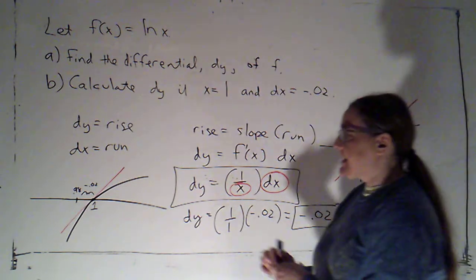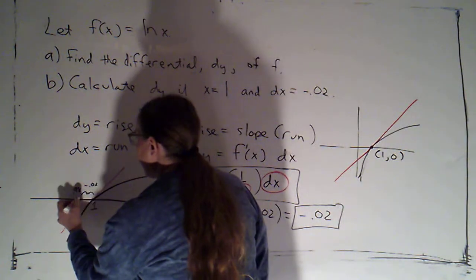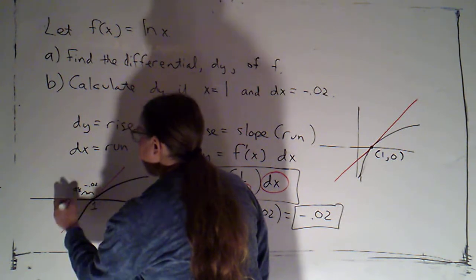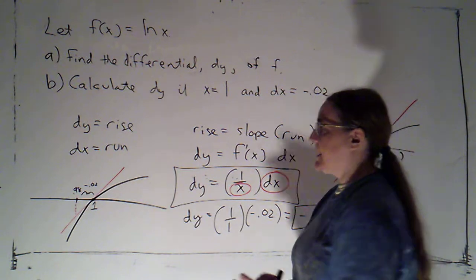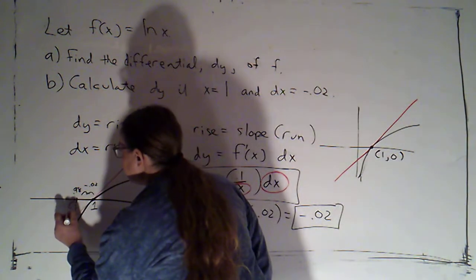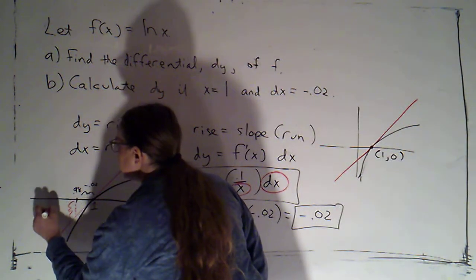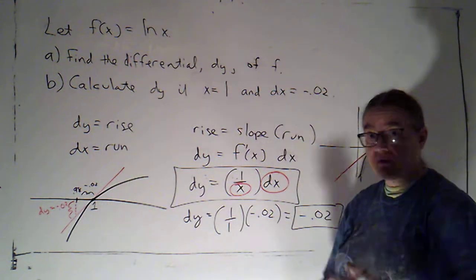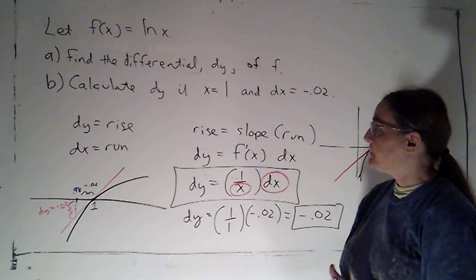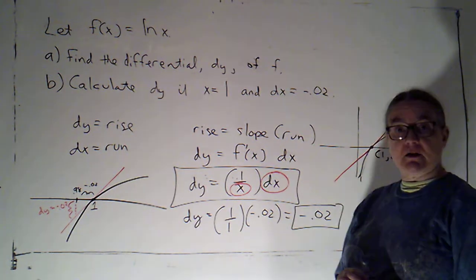And what we're trying to calculate then is if we went that far to the left, what's the vertical change on the graph of the tangent line? This is what we just calculated. That dy is also a negative 0.02. We went down 0.02. Now that's all we were asked to do.